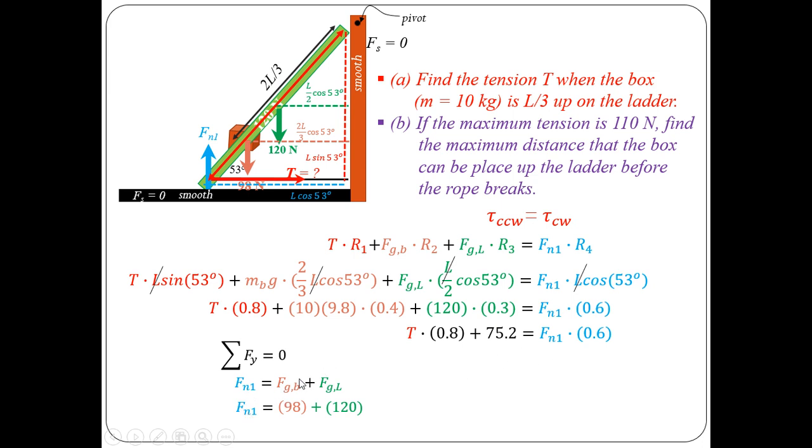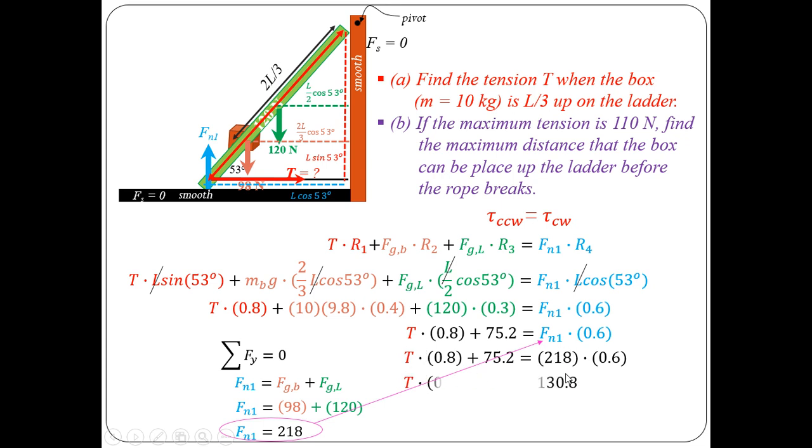Using a torque, the weight of the box is 98, the weight of the ladder is 120, and then if we just simplify these two terms on the right, you get a sum of 218, and then you can substitute that into F_N1, which is over there, and this line is going to turn out to be T times 0.8 plus 75.2 equals wherever F_N is. I'm going to plug in 218, and then again everything else just carries down from the previous step. And here, you notice we're pretty much done. There's only one unknown, that's just T.